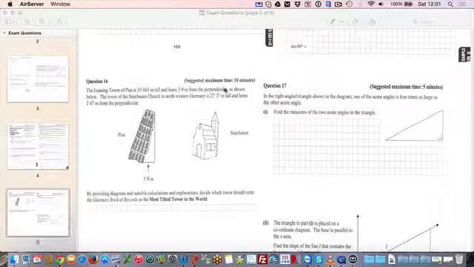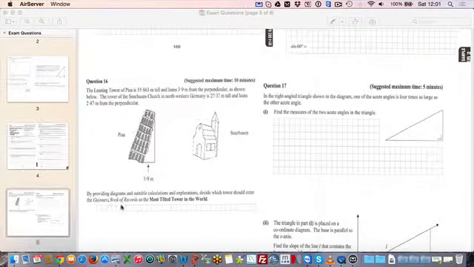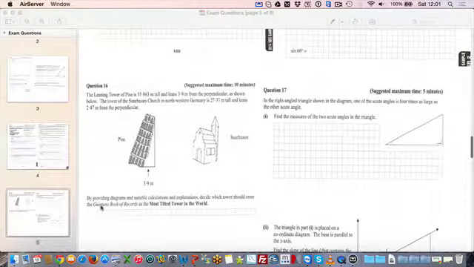Okay, tell me if you think of anything or if you see anything, or see what they're looking for. We could use Pythagoras because we've got 2 sides of the triangle. Yeah, we could. It mightn't be the right thing to do, but we could. What are they looking for? By providing diagrams, suitable calculations and explanations, decide which tower should enter the Guinness Book of Records as the most tilted tower in the world.